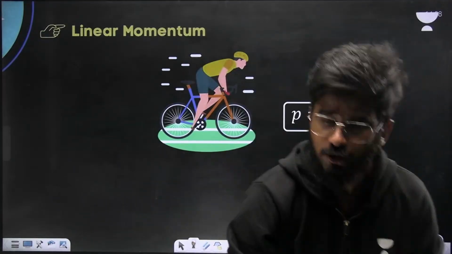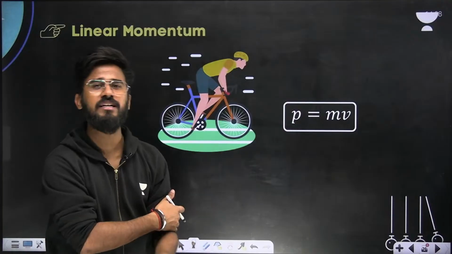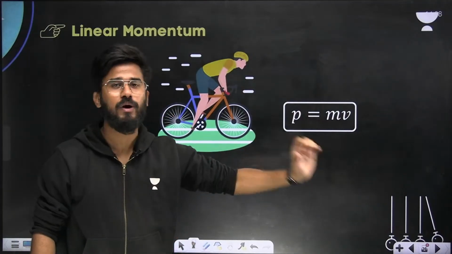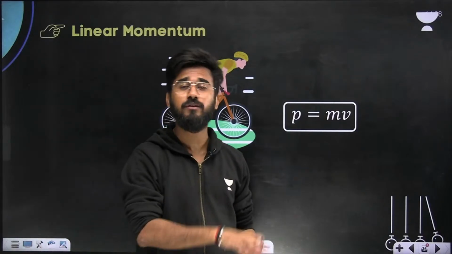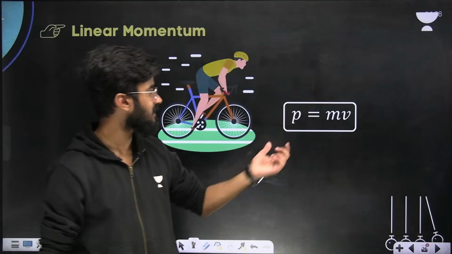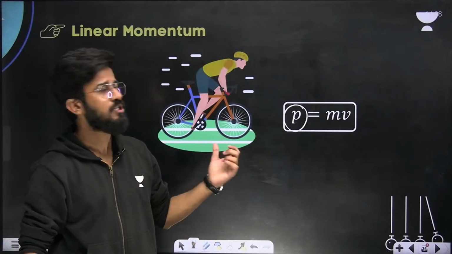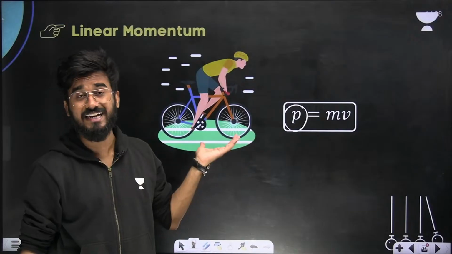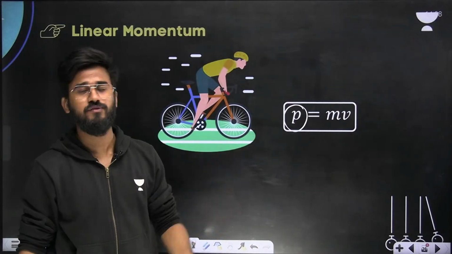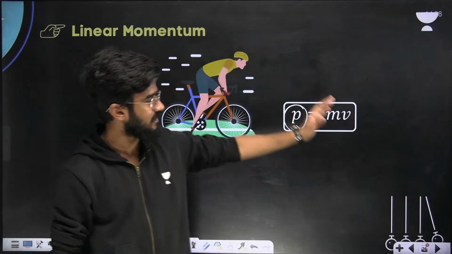So if a body is moving, two things matter for that body. One is mass and the second is velocity, that is how much the mass is and what the velocity of that mass is. The combination of mass and velocity becomes momentum. Momentum is the multiplication of mass and velocity. You can also take the example of a cycle and a truck. If a cycle and a truck are moving with the same velocity and hit you, which will hurt you more? Obviously the truck, right? So this is momentum.